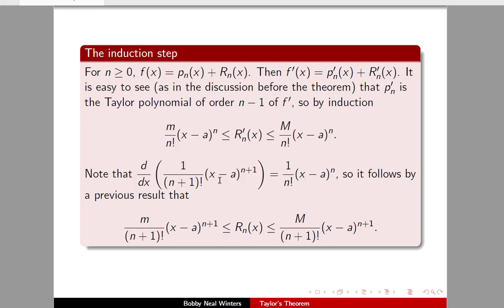Now observe here that if I take the derivative of (x minus a) to the n plus 1 divided by (n plus 1) factorial, I get 1 over n factorial times (x minus a) to the nth power. By a previous result, it follows that my remainder is going to be between these two values as before, and this ends the proof.